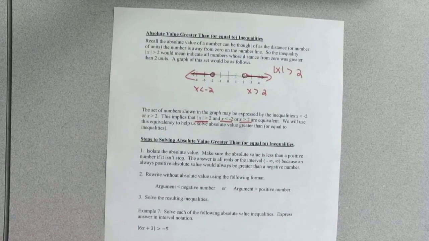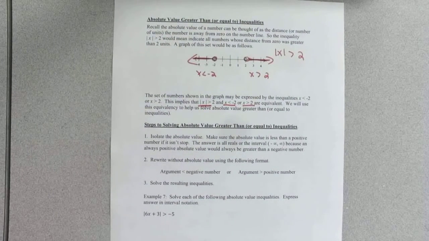And so my steps to solving absolute value greater than or equal to inequalities. 1, isolate the absolute value. Make sure the absolute value is greater than a positive number. If it isn't, stop. The answer is all reals, or the interval negative infinity to infinity, because a positive number is always greater than a negative number. And we'll discuss that in more detail when we get there.